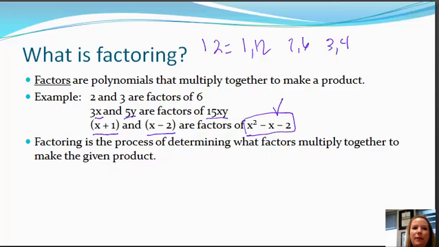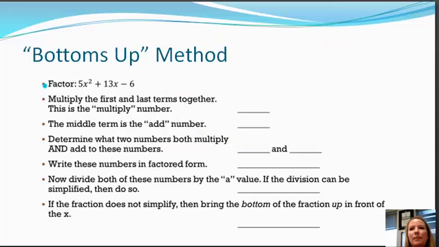Alright, so we have a method for doing this. It's called the bottoms up method, and these are the steps. The first step says we're going to multiply the first and last terms together. So we're going to multiply 5 times negative 6. 5 times negative 6 is equal to negative 30. So our multiply number is negative 30.